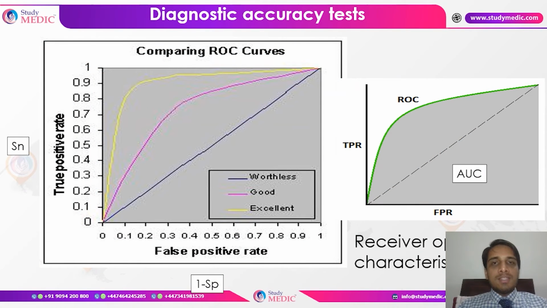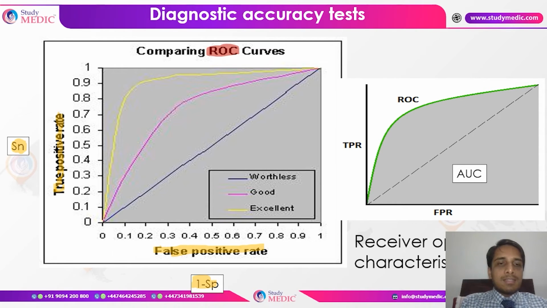Now, what is this receiver operating curve? This is one more important topic. ROC means receiver operating curve. What does it plot? It plots on the y-axis sensitivity, that is the true positive rate, and on the x-axis it plots 1 minus specificity, that is the false positive rate.